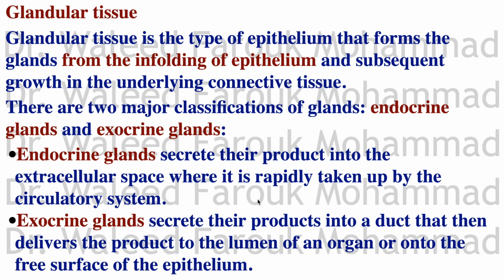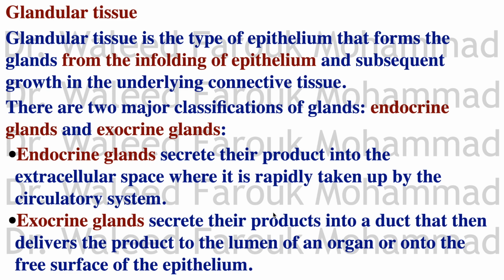Glandular tissue. The glands, exocrine glands, are formed by infoldings from the surface epithelium and subsequent growth of the underlying connective tissue. You can classify glands into endocrine glands and exocrine glands. Endocrine glands secrete their secretion directly into the blood, into the circulatory system. They don't have a duct, and it's rapidly taken in this way.